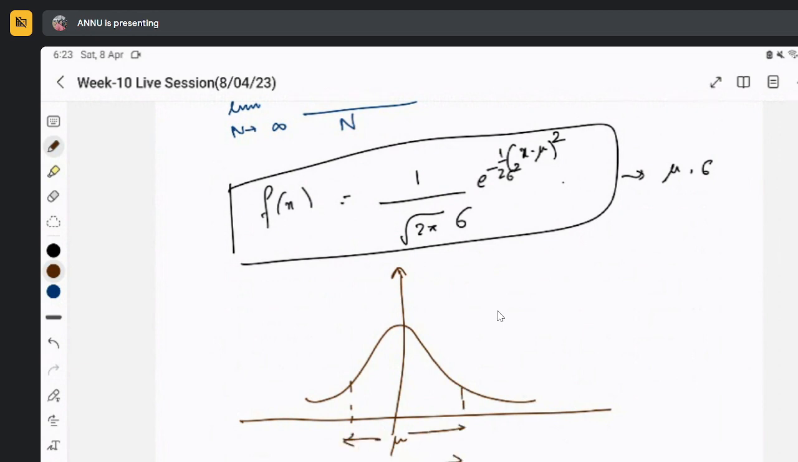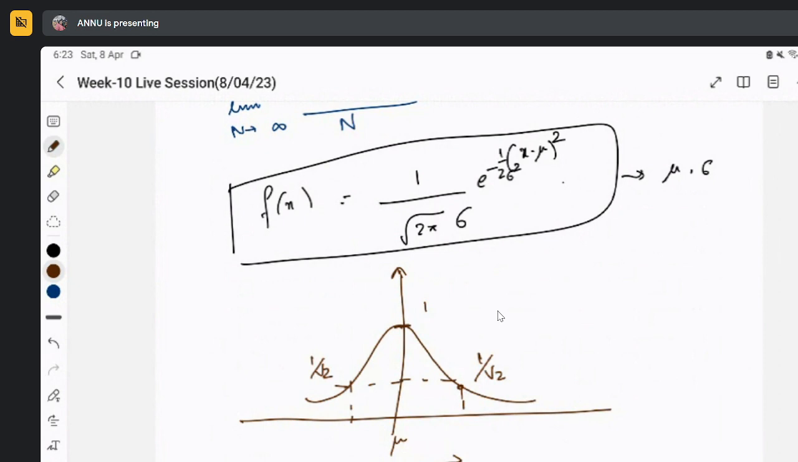This is what 2 sigma is. It's up to 1 by root 2 power. It's 1 by root 2. So yeah, this is the point at which the Gaussian distribution is symmetric with respect to the y-axis.